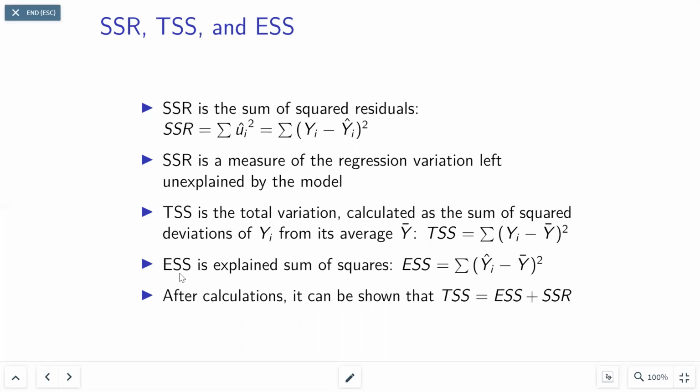The third measure is ESS. ESS, or the explained sum of squares, is defined as the sum of squared differences between predicted y's and y bar. ESS explains the amount of variation in the y variable that is already explained by the model. It can be shown that TSS, total sum of squares, is equal to ESS, the explained sum of squares, plus SSR, or sum of squared residuals.